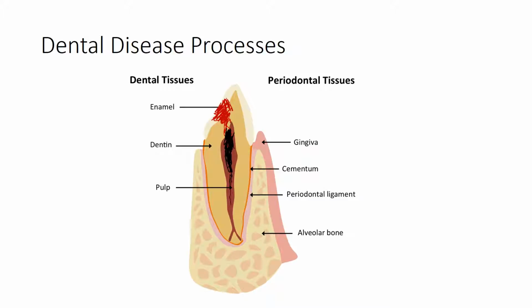Eventually, the infection will make its way out the root apex, and it'll cause inflammatory changes in the periodontal tissues around the apex. And this is also very painful, but in contrast to the pulpal pain, this pain can be localized to a specific tooth, and that's because the periodontal ligament is filled with proprioceptive fibers.